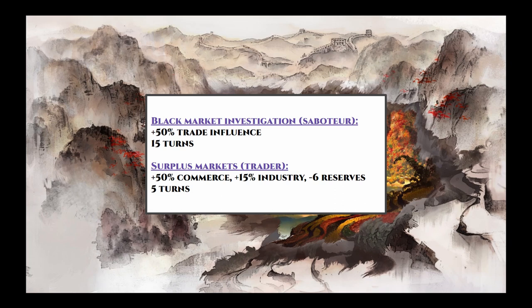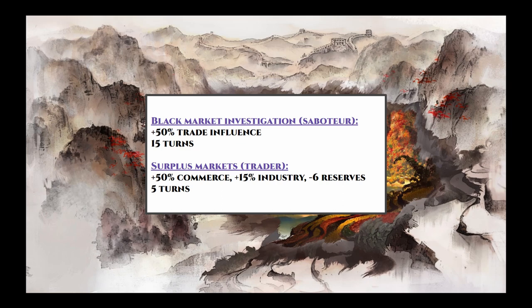This is probably the best assignment if you're playing a trade-focused faction like Kongrong, but for everyone else, this is just an average assignment. The Surplus Market, however, is one of my favorite assignments, as it boosts your commerce income by 50% and your industry income by 15% for 5 turns, at a cost of 6 reserve a turn. This is a nice combo boost, as most of your commerce income commanders will also have a nice industry income as well, and vice versa, as the private workshop makes these two income sources complementary to each other.